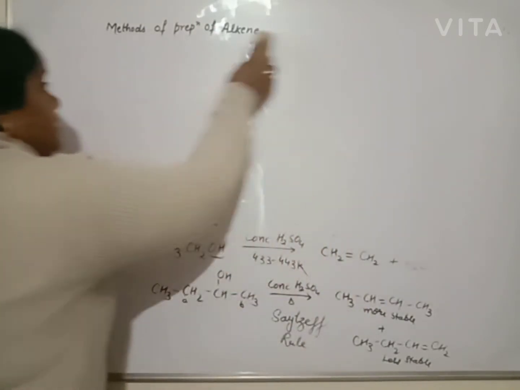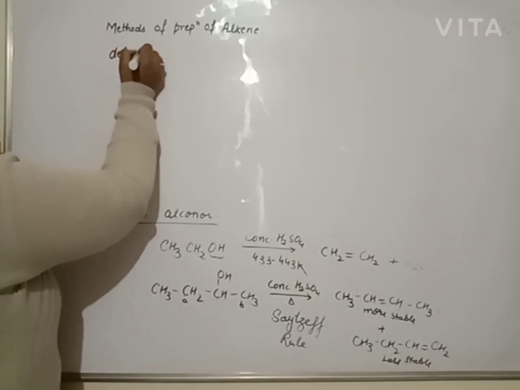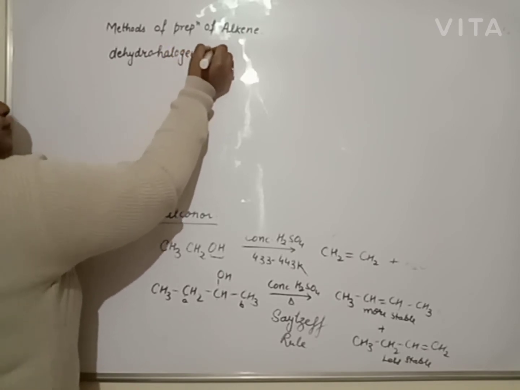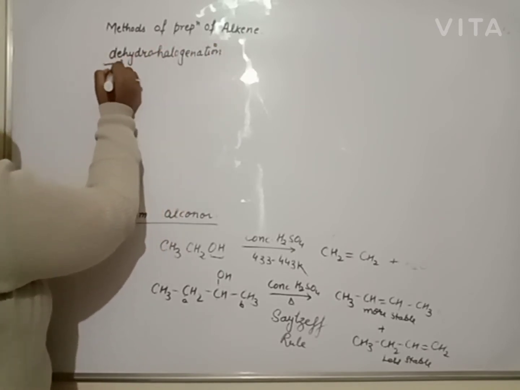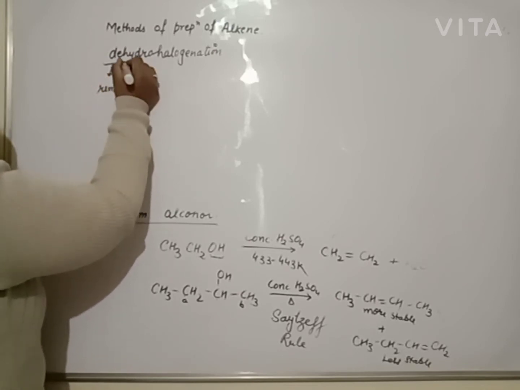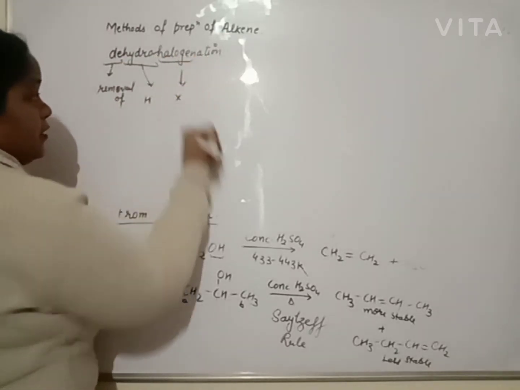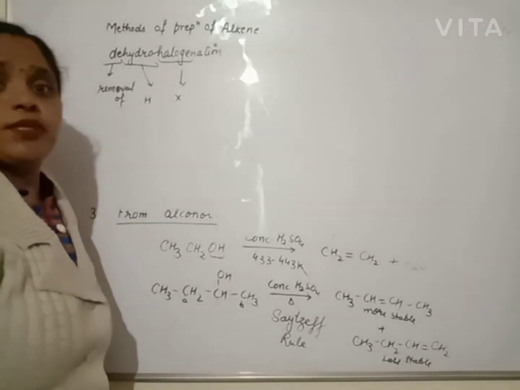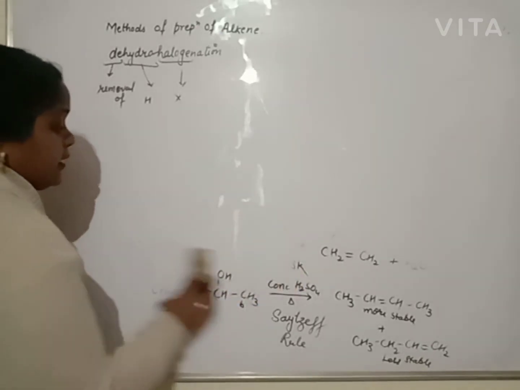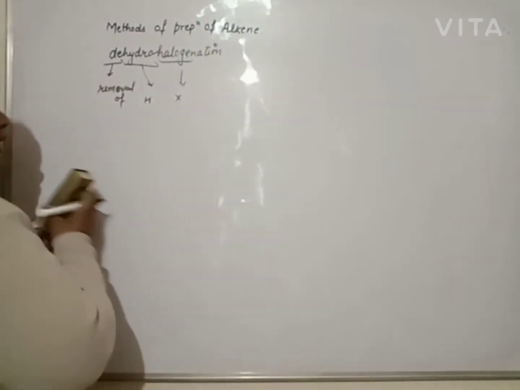Next method is dehydrohalogenation. De means removal, hydro means hydrogen, halo means halogen. Removal of hydrogen and halogen from an alkyl halide or haloalkane. Clear? That process is known as dehydrohalogenation, and by this process we will get an alkene.